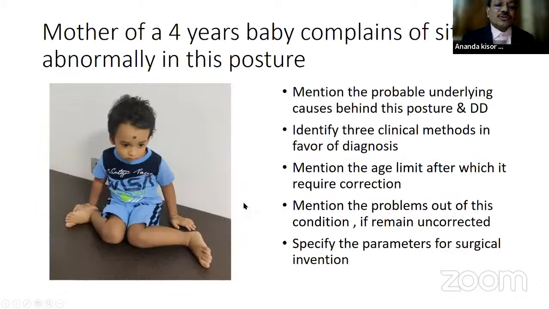Now this is another, a little bit more difficult MCQ. The mother of a 4 year old baby complains of the child sitting abnormally in this posture. Now mention the probable underlying causes. So it is sitting in a W position. What are the probable causes behind the posture and the differential diagnosis? Identify the 3 clinical methods in favor of your diagnosis.